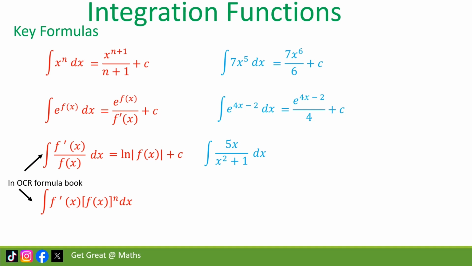So I'm going to show you an example where I've got the integral of 5x divided by x squared plus 1 dx. Now you can see that the top is the differential of the bottom, but it's not exactly the same. So the differential of the denominator is 2x because x squared plus 1 differentiates to give me 2x, but I've got 5x.